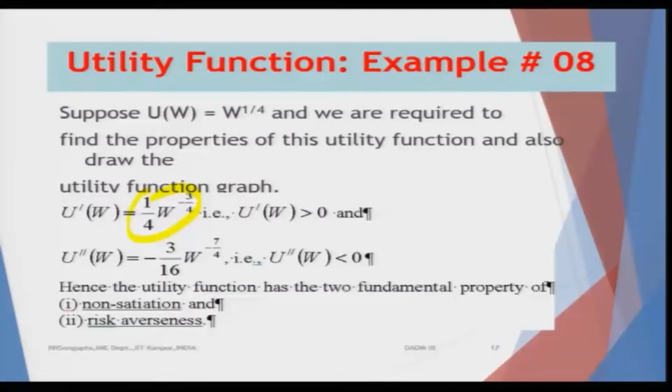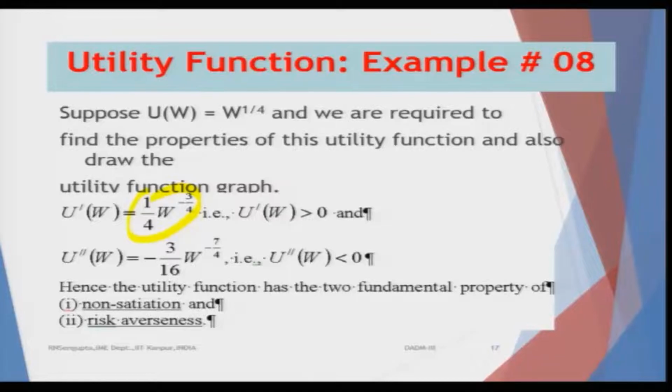Now, when I go to the second property, I differentiate a second time, and the value comes out to be minus 3/16 w to the power minus 7/4. W is always positive, so w to the power minus 7/4 is positive, and 3/16 is positive, but there is a minus sign, which immediately points to the fact that u double prime is less than 0. That means you have a risk aversion property in that decision maker. Hence, the utility function has shown the two fundamental properties of non-satiation and risk aversion, and based on that we can say that both the non-satiation property and the risk aversion property hold true. The risk aversion property is one of three: I love risk, I am indifferent to risk, or I am averse to risk.